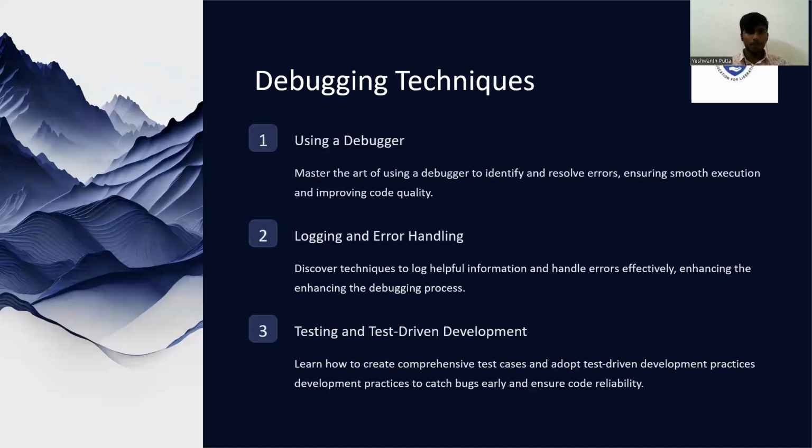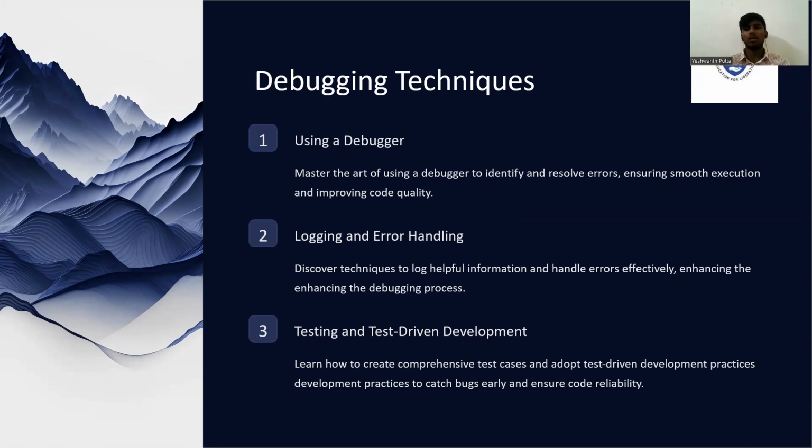Debugging techniques. Using a debugger. Master the art of using a debugger to identify and resolve errors, ensuring smooth execution and improving code quality. Logging and error handling. Discover techniques to log helpful information and handle errors effectively, enhancing the debugging process. Testing and test-driven development. Learn how to create comprehensive test processes and adopt test-driven development practices to catch bugs early and ensure code reliability.